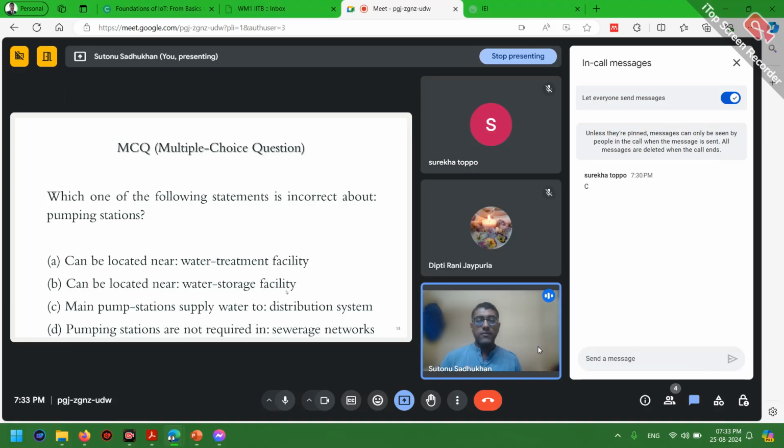Can any one of you tell what is the difference between sewage and sewerage? Before answering the question, can anyone of you elaborate?